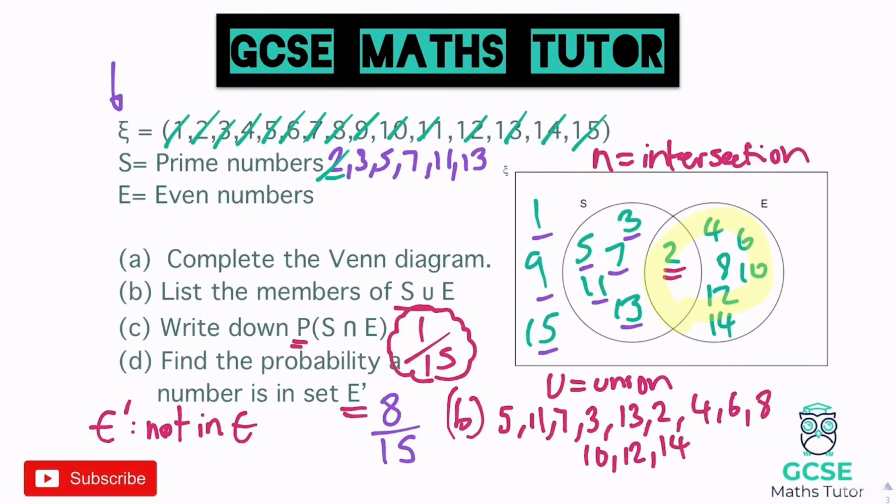So again, just remember that the little dash means not in that set, the ∩ means the intersection where they cross over, and the ∪ stands for the union, which is all the numbers within all of the circles.